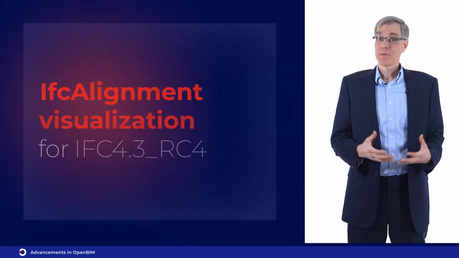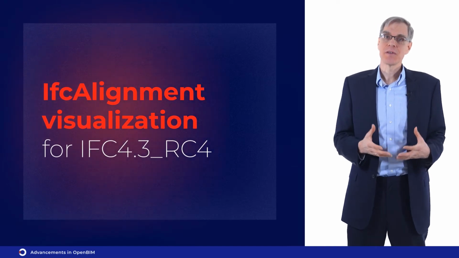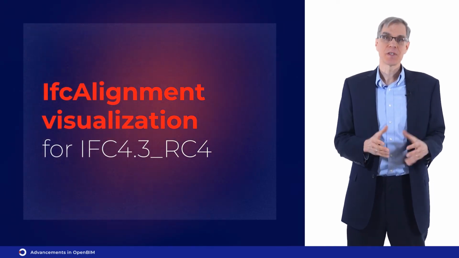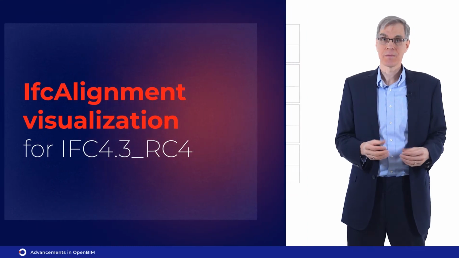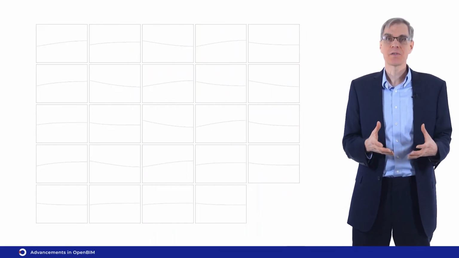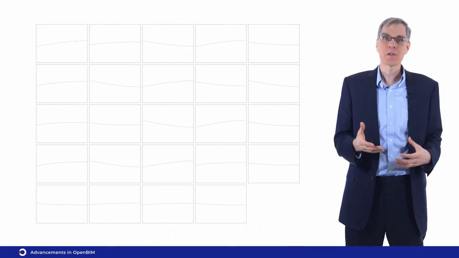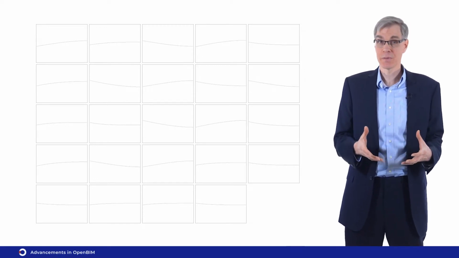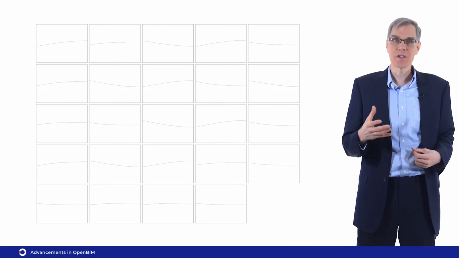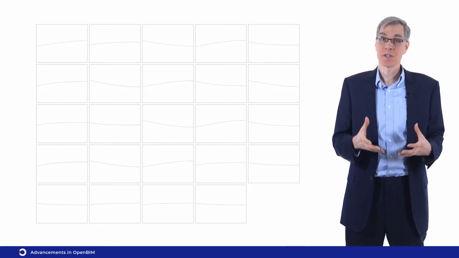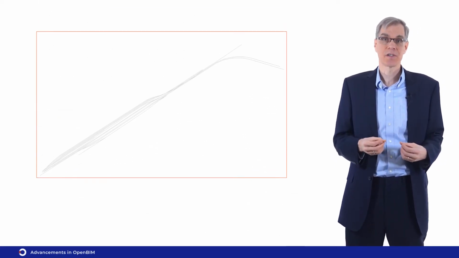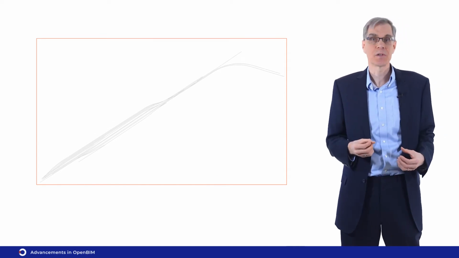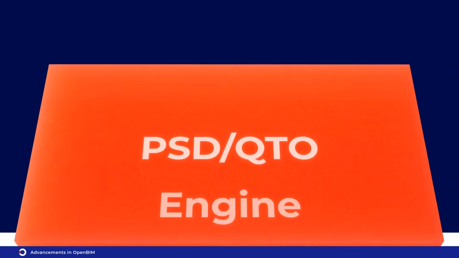We've made significant improvements to visualization of IFC alignment elements for IFC 4.3 Release Candidate 4. We now support all new curve types required for vertical, horizontal, and cant alignments based on polynomial spirals and polynomial curves, as well as visualization of appropriate sweeps in accordance to railroad inclination. You can see some examples of these new curve types in this screenshot.